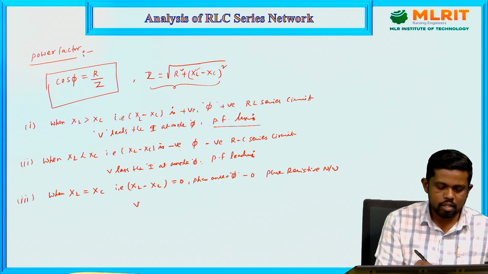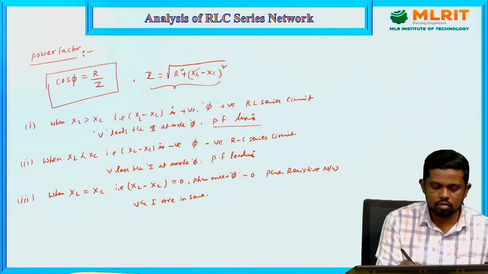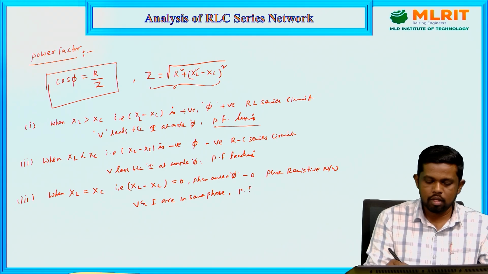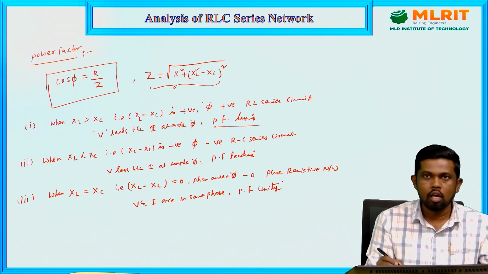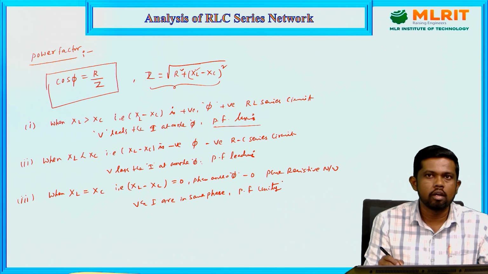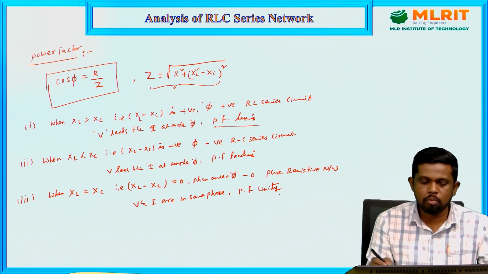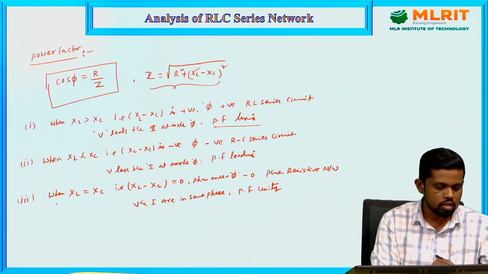Then the voltage and current are in the same phase. Then the power factor of the corresponding circuit should be unity. It is because in the case of a pure resistive network, the voltage and current are both in phase. This means the power factor angle is 0, so cos 0 becomes 1. Unity power factor is maintained by the RLC series circuit in this case.